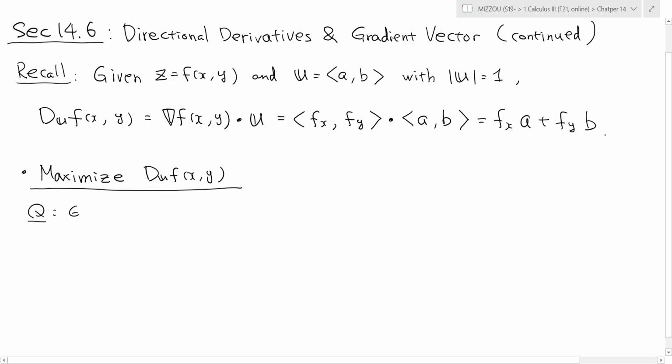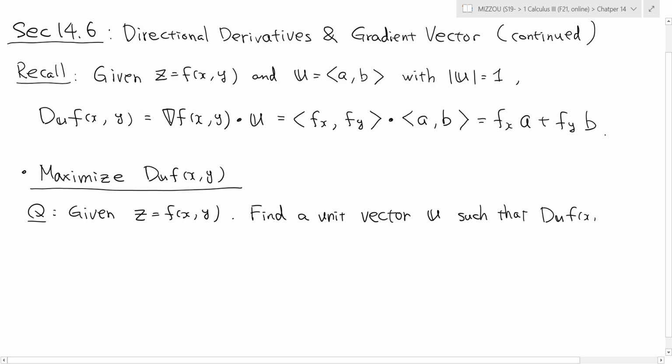So here's a question. Given z is equal to f of x, y, find a unit vector u such that the directional derivative at a given (x, y) is maximum, namely as big as possible, and for that u, what is the maximum value?